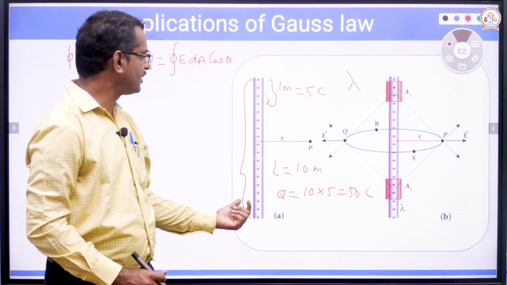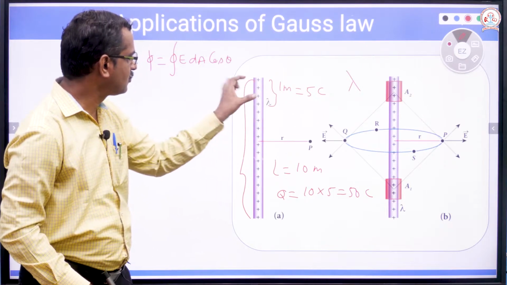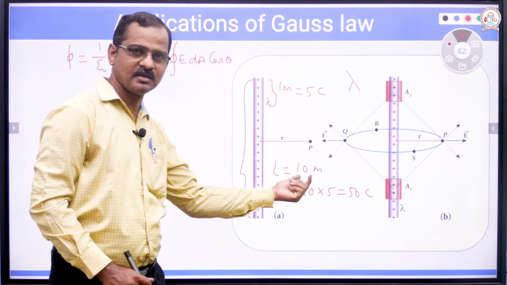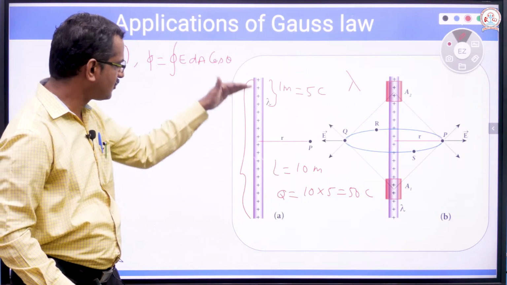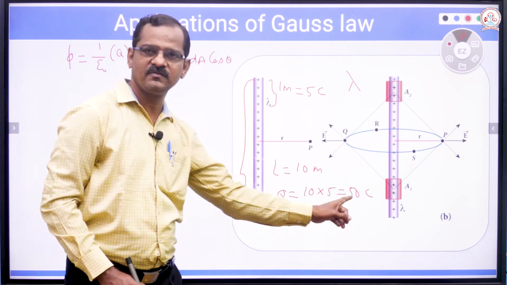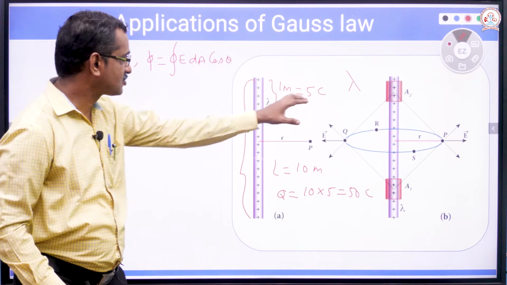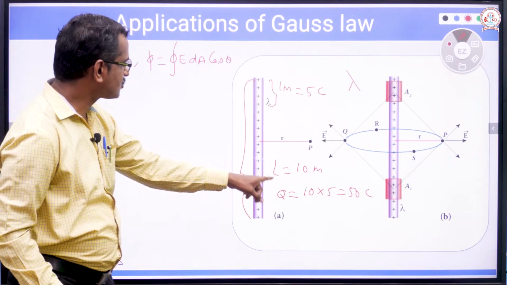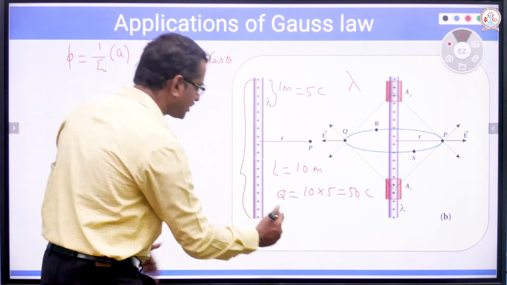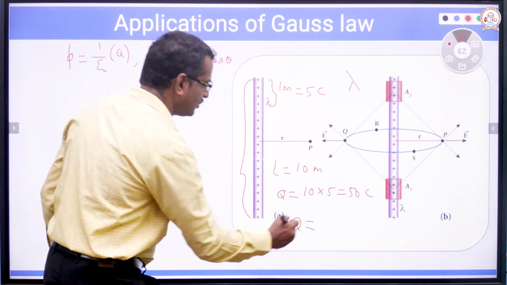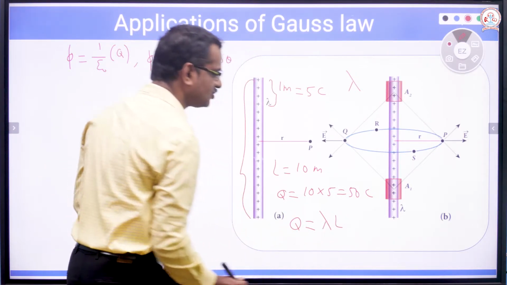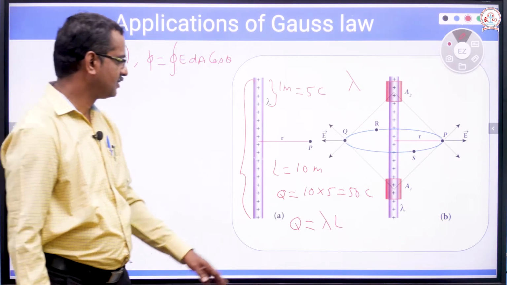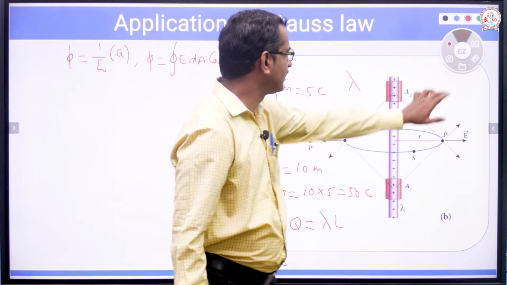If this charged wire has 5 coulomb of charges for 1 meter, and the total length of the wire is 10 meter, then the total charge in the wire will be Q equal to 10 into 5, that is 50 coulomb, isn't it? So it is nothing but lambda. Lambda is charge per unit length, charge per 1 meter length of the wire. If L is the total length of the wire, then Q will be equal to lambda into L. That's what we are going to apply. Total charge Q is equal to lambda into L.